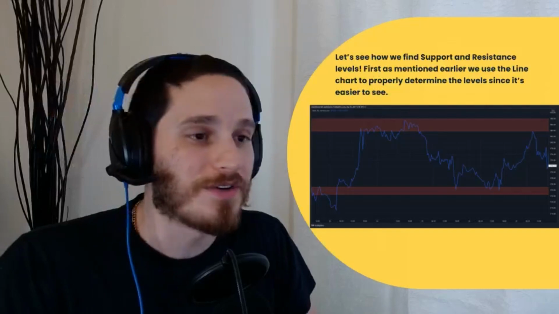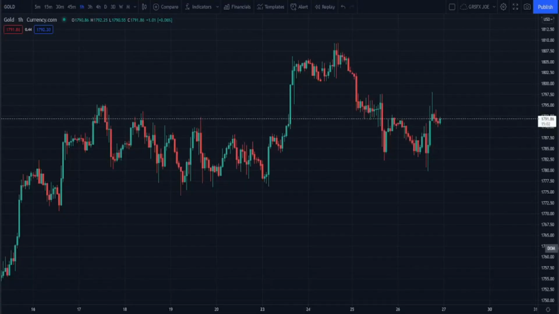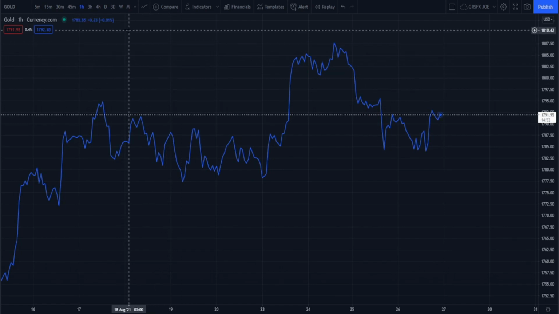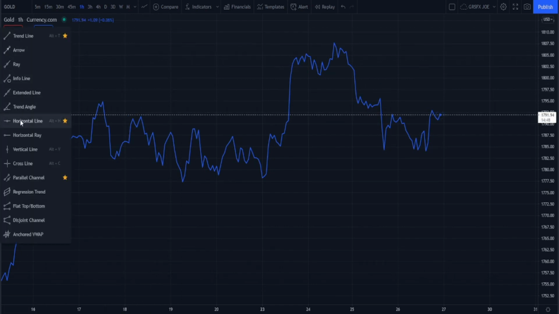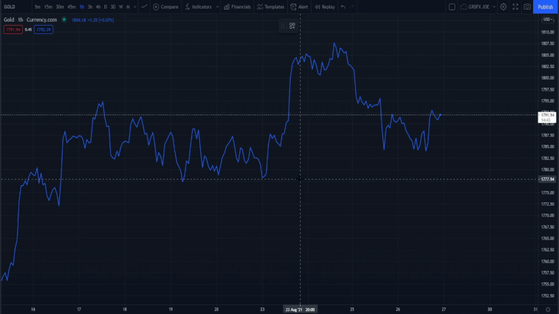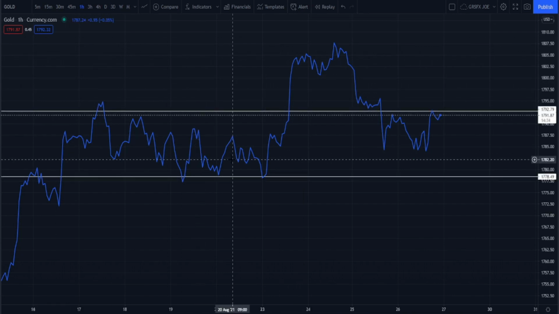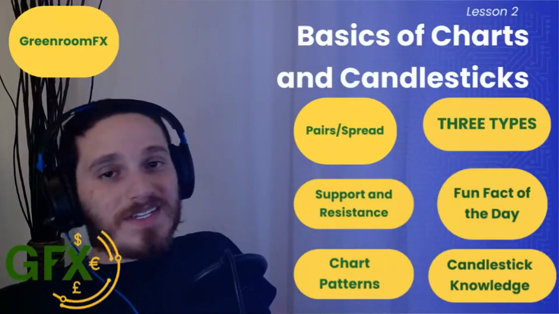First, as mentioned earlier, we use the line chart to properly determine the levels since it's easier to use. So don't use a bar chart and don't use a candlestick chart. Professional traders use a line chart to determine the support and resistance levels. Enough of support or resistance.